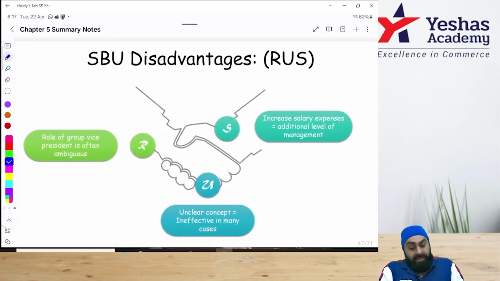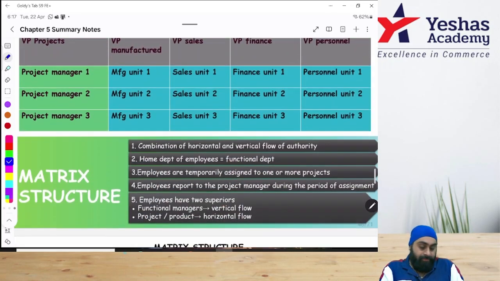Disadvantage. First, what is Ratan Tata Sir doing? Because everything is done by the Tata Motors head. So what is Ratan Tata Sir doing? So the role of group vice president is often ambiguous. It is an unclear concept. It's unclear, it is ineffective in many cases. And it increases the salary expenses. Why? Because you require extra SBU head for everything. So it is increasing the salary expenses.